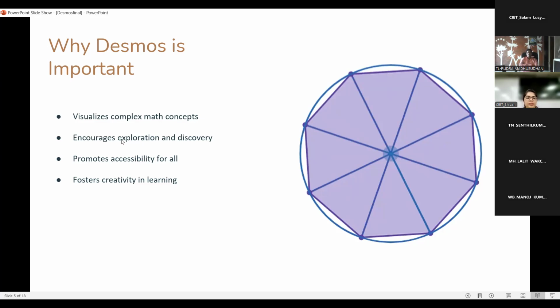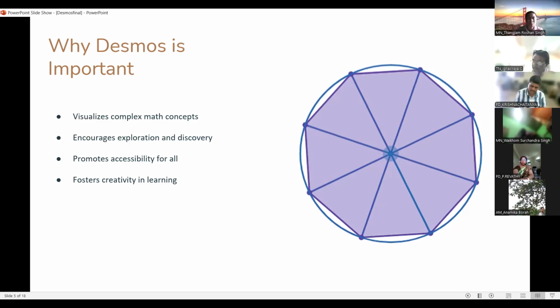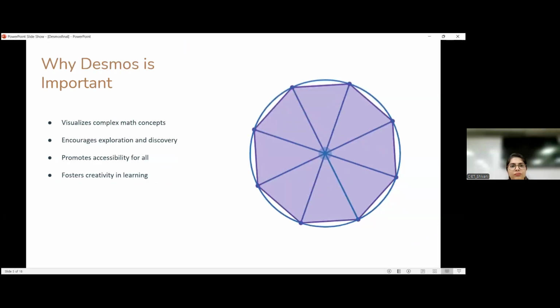This encourages exploration and discovery. Yes, our learning is based on the learning by doing method. As much as we explore it, as much as we learn about it. And it promotes accessibility for all. Either you are a teacher or a student, you can access it by yourself. It also fosters creativity in learning. You can use some creativity in the learning.